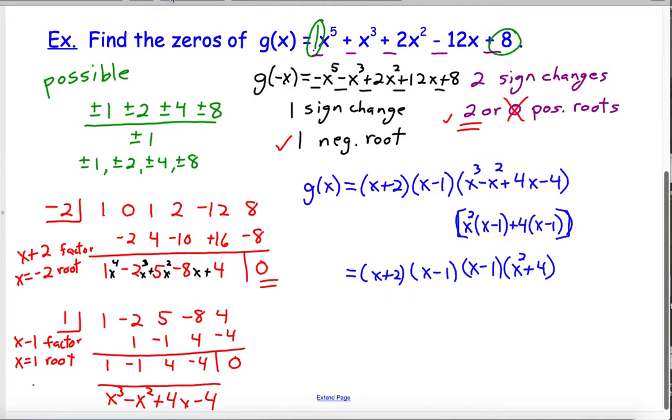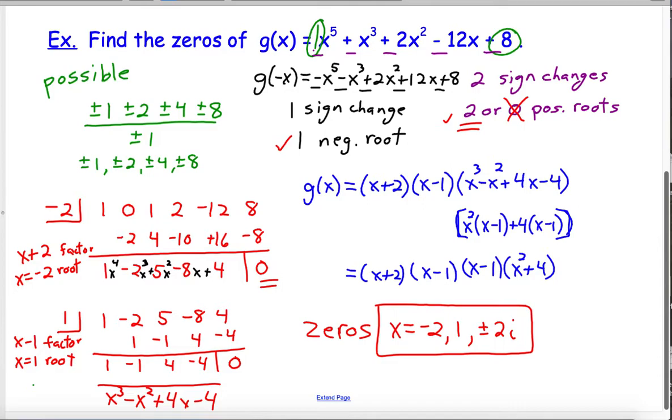So finally I can write all my zeros. My zeros are, if x plus 2 equals 0, that means x equals negative 2. If x minus 1 is 0, that means x equals 1. And that one has multiplicity 2. And then x squared plus 4, that means that x is going to equal plus or minus 2i. And so there's all my zeros for this function.